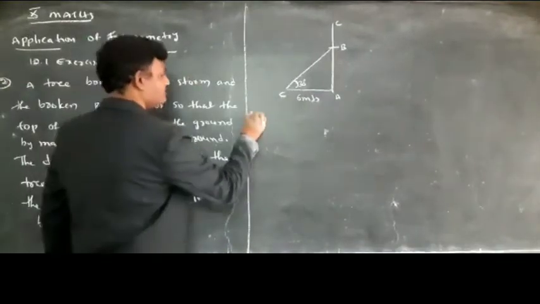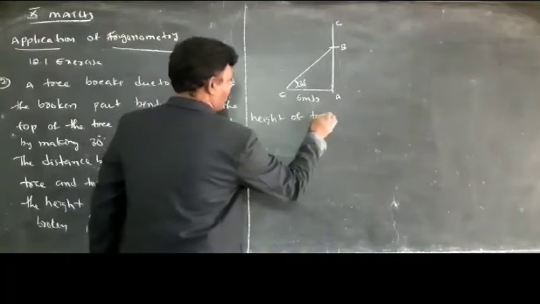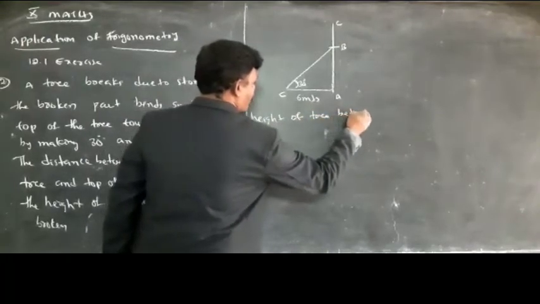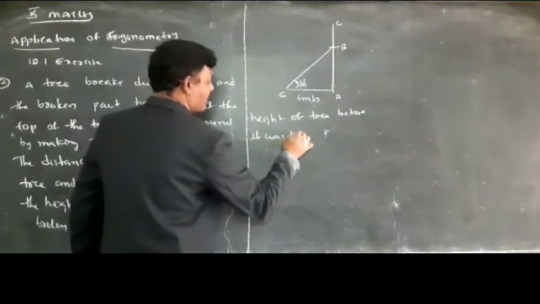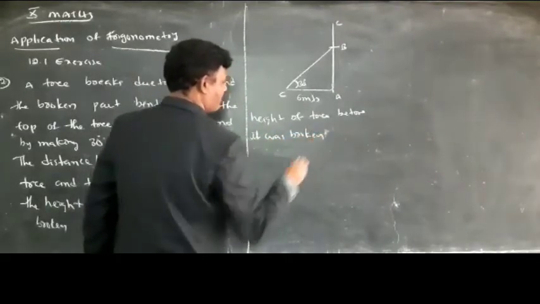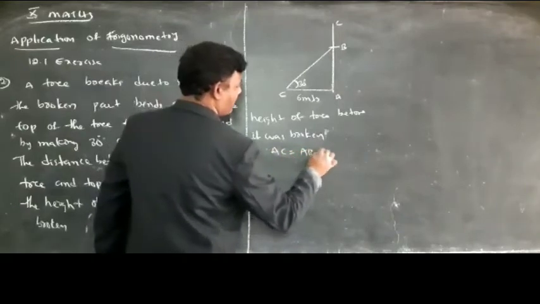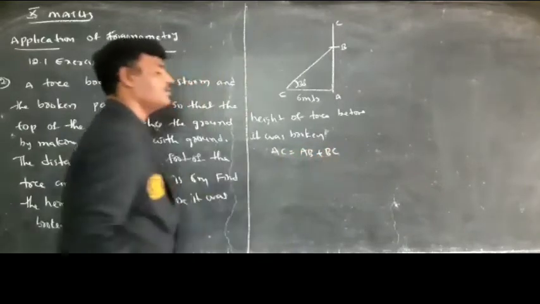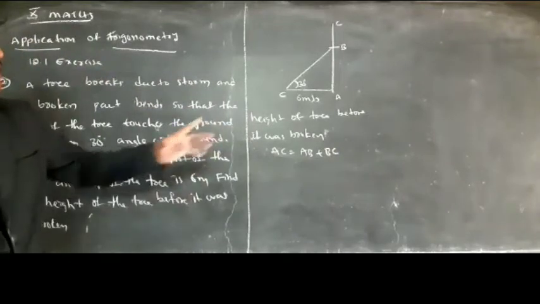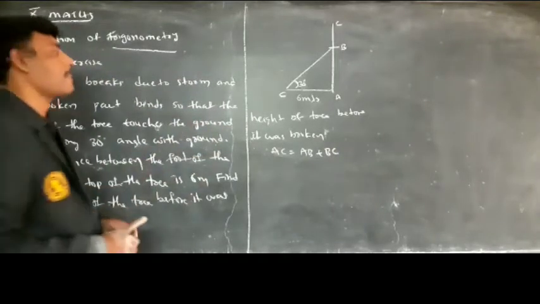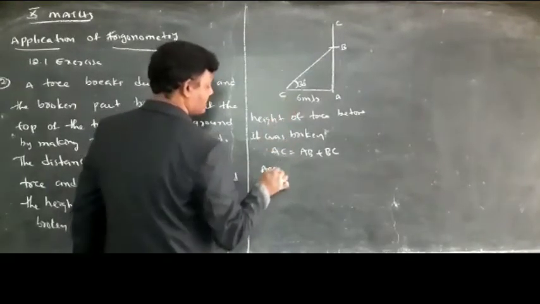Now see here. Height of the tree before it was broken. AC is equal to AB plus BC. To find the height of the tree, first you have to find the length of AB and also the length of BC.